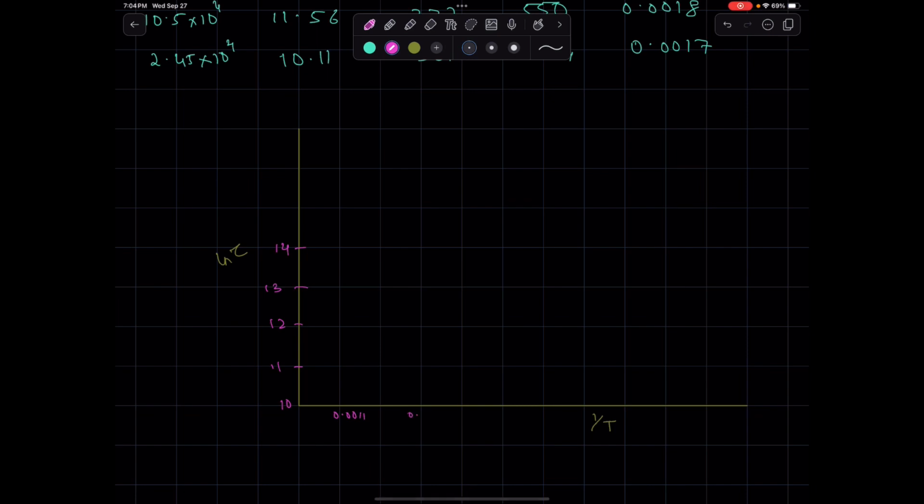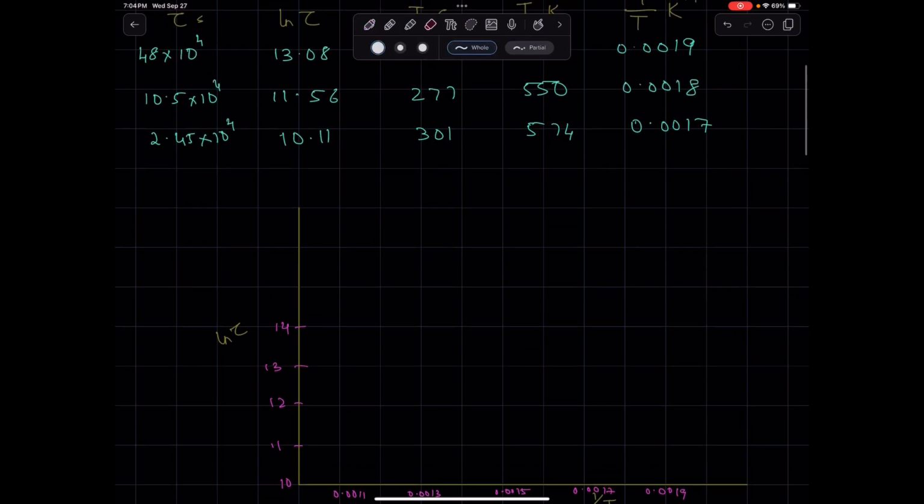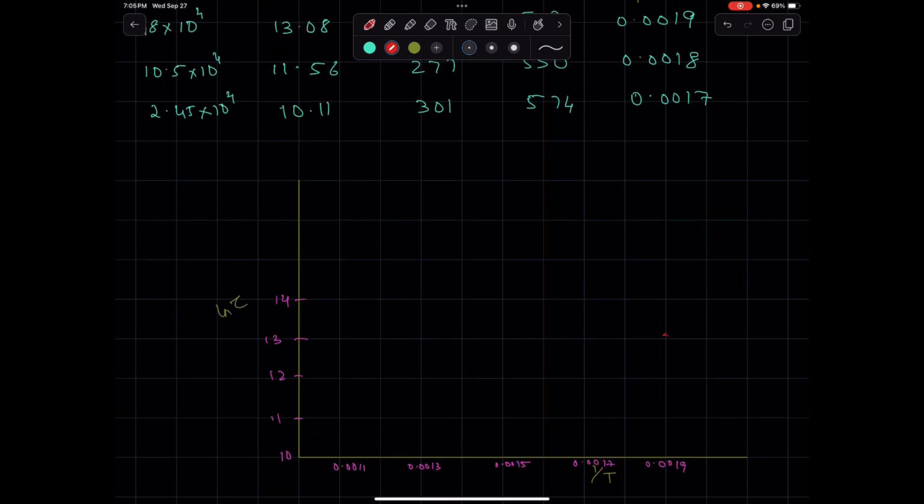So let's start with 0.0011, 0.0013, 0.0015, and 0.0017. The first point is 13.08 for ln tau and 0.0019 for 1 over T. The second is 11.56 for ln tau and 0.0018 for 1 over T, so that would be somewhere here. The third point is 0.0017 for 1 over T and 10.11 for ln tau, so that would be here. So the graph is something like this. This is a straight line.